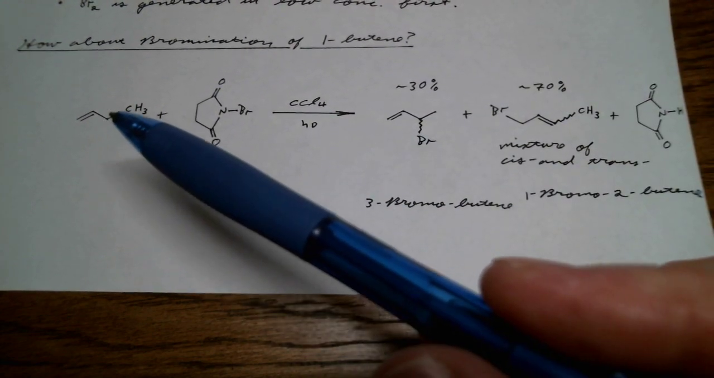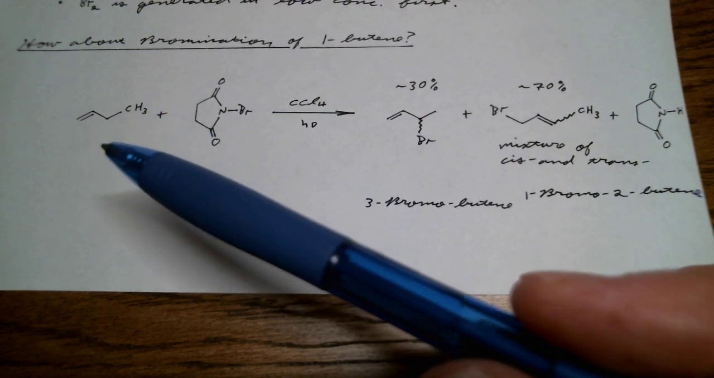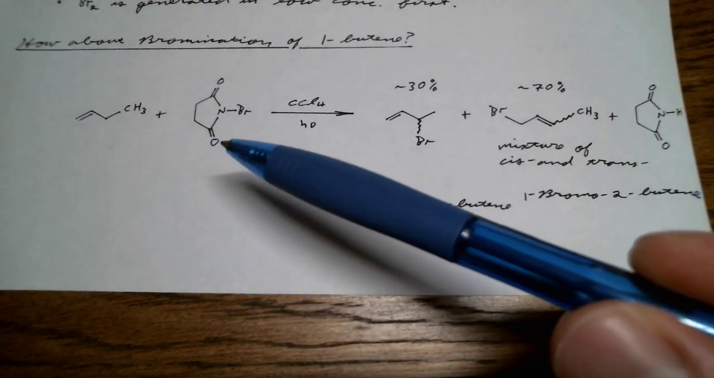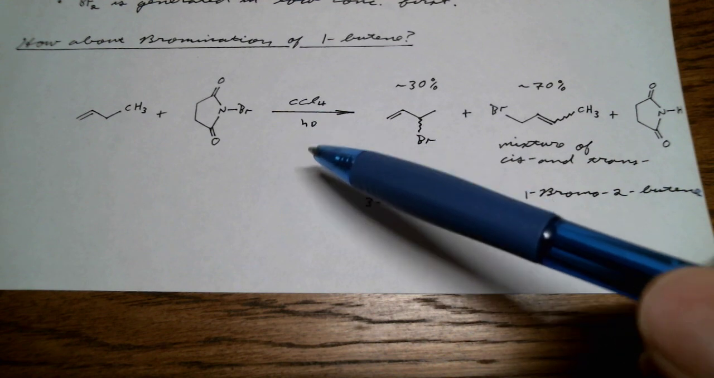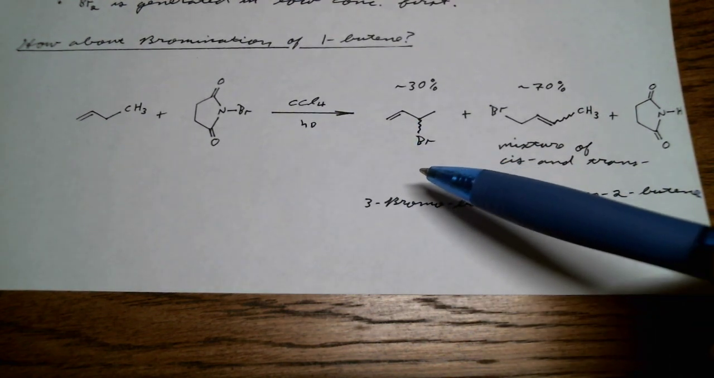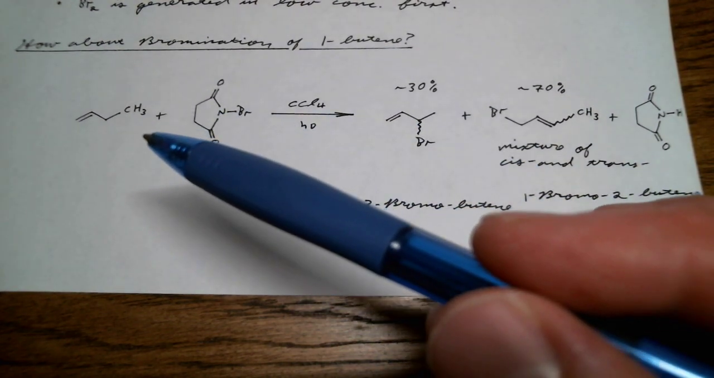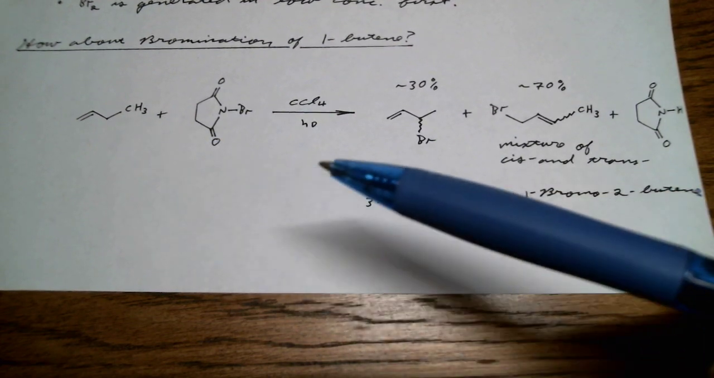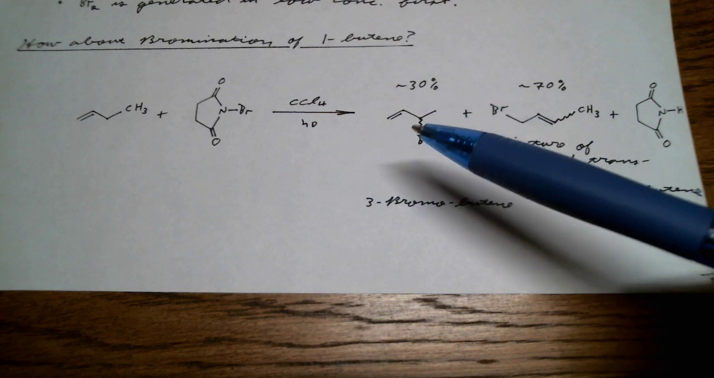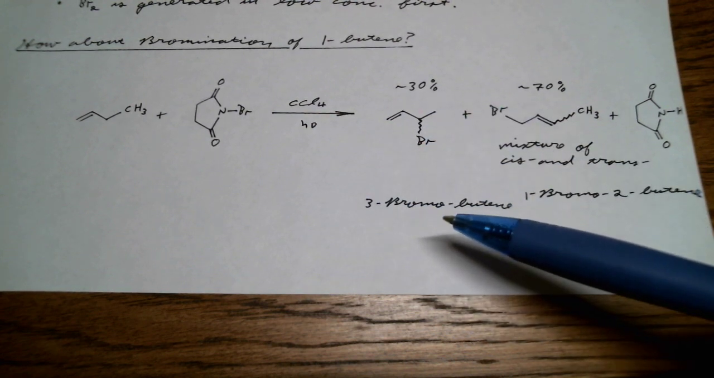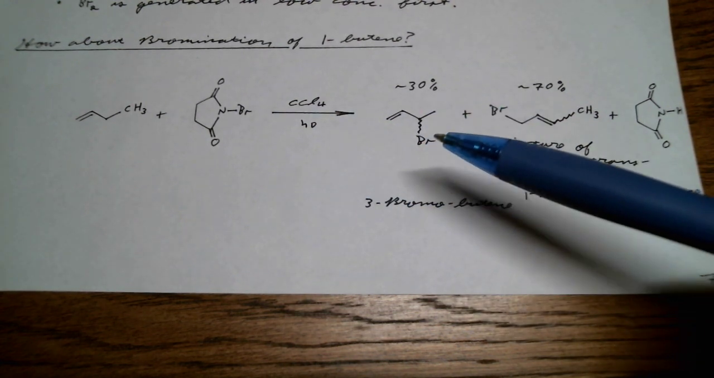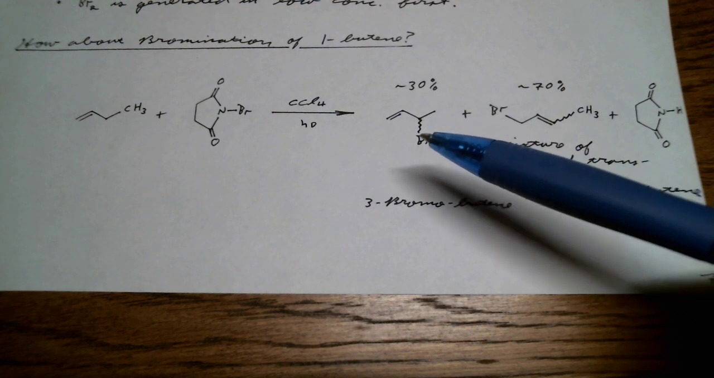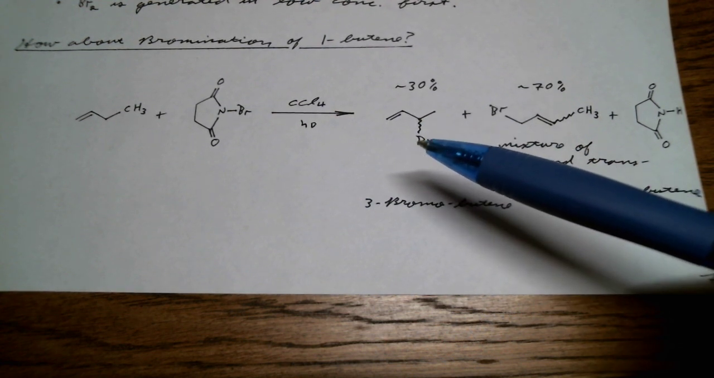And here we have 1-butene, so a 4-carbon alkene. We're using NBS in carbon tetrachloride, and lo and behold, instead of getting our bromine at this secondary allylic position, like we might expect, so that is 3-bromo-butene, where we don't know what the stereochemistry is, so I've drawn a squiggly line.